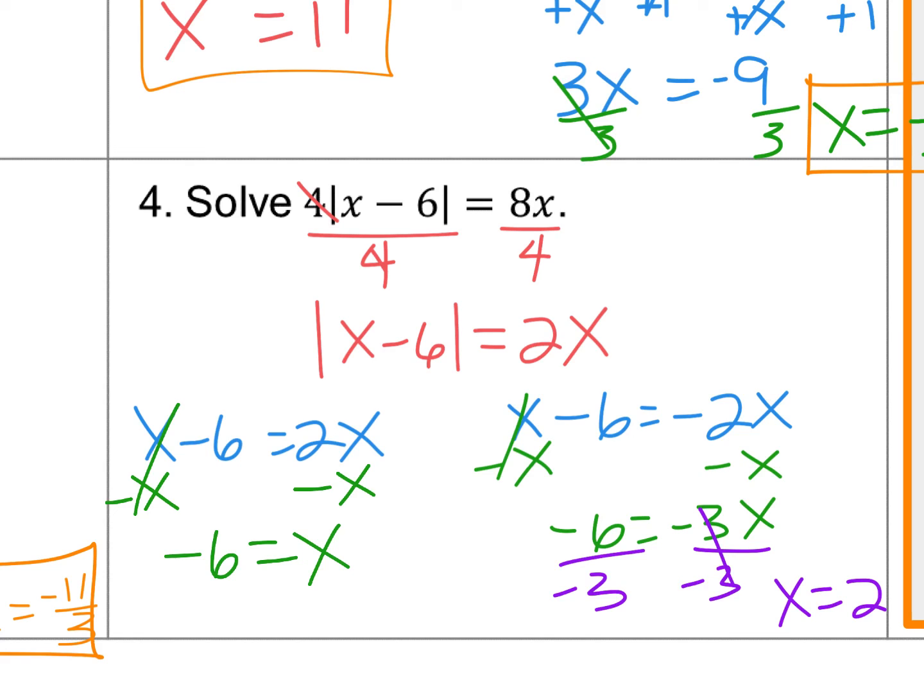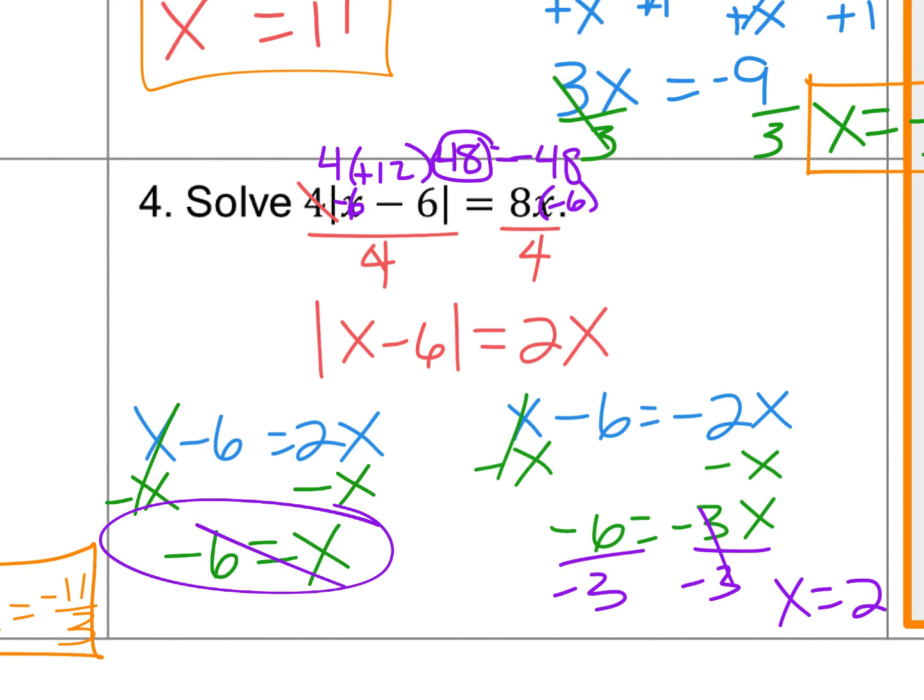Let's check those answers. Let's check negative 6. So negative 6 minus 6 would be negative 12, but then you take the absolute value, making it a positive 12. 4 times positive 12 would be 48. And then over here, 8 times negative 6 would be negative 48. So I have a positive 48 equaling negative 48. That is not true. So we have another extraneous solution.